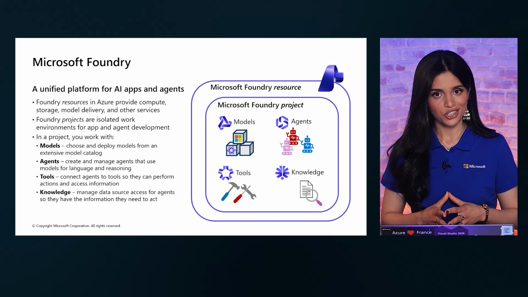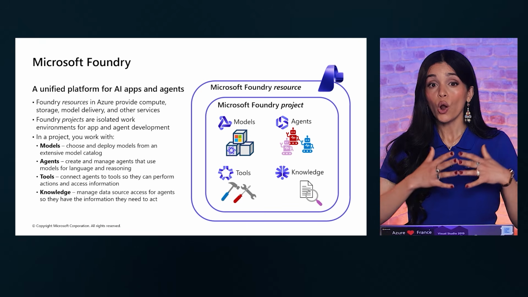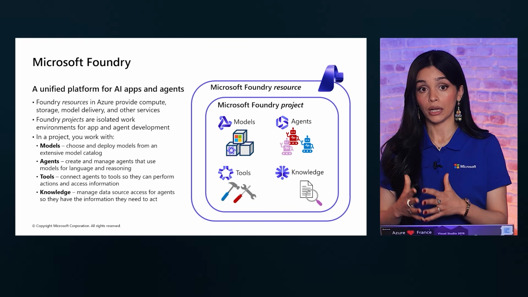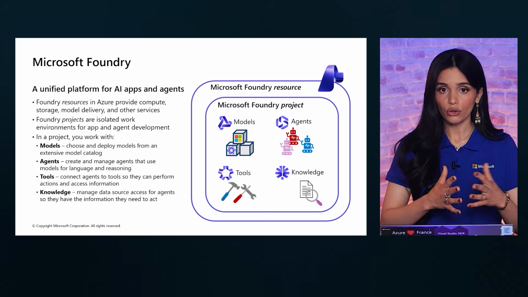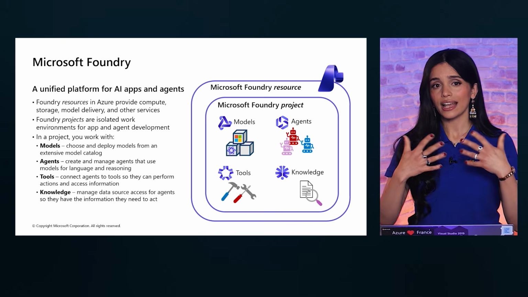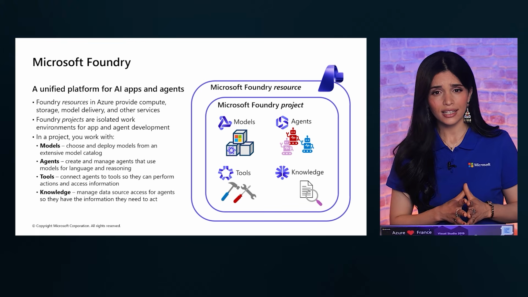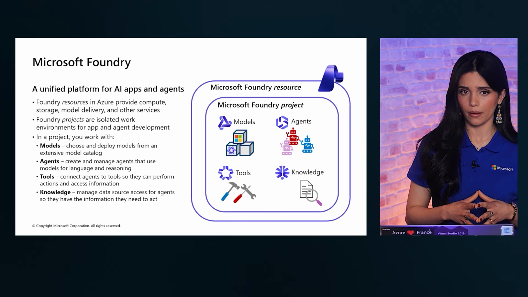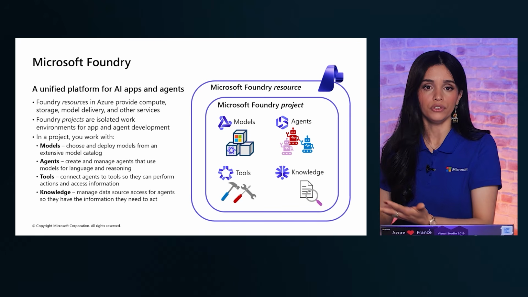Then we have agents, which provide reasoning and orchestration. Agents are where AI becomes active. An agent uses a model, but also remembers context, makes decisions, and orchestrates multiple steps. So our HR agent doesn't just answer questions. It decides: do I need to look up a policy? Do I need to ask a follow-up question? Or maybe do I need to call a system? Agents turn intelligence into behavior.